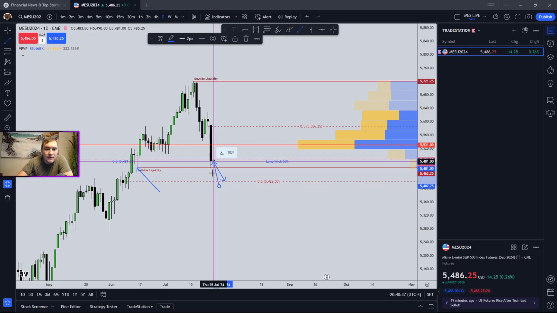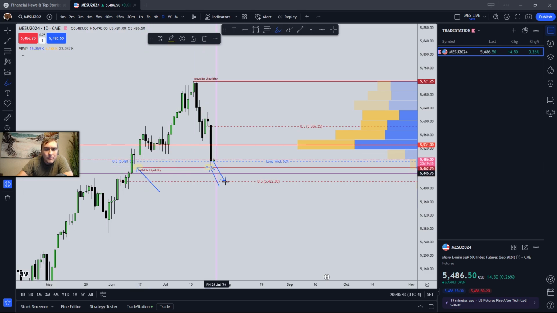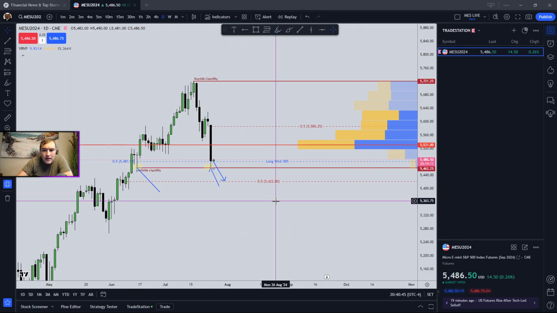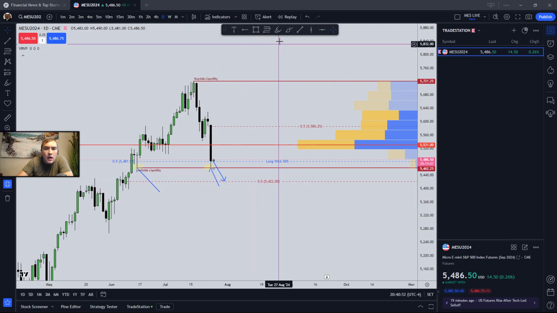So, guys, if we have a look on the daily chart perspective, notice that we have sell side liquidity, we have equal lows. So, from an ICT perspective, guys, I think that the market is looking to run below 5,462 quarters and to run on that sell side liquidity. Now, before it does that, let's say that the market wants to move higher. What are some levels that I'm looking at?